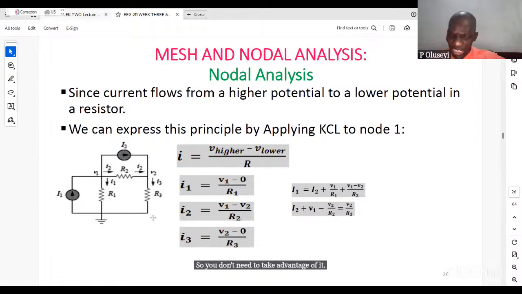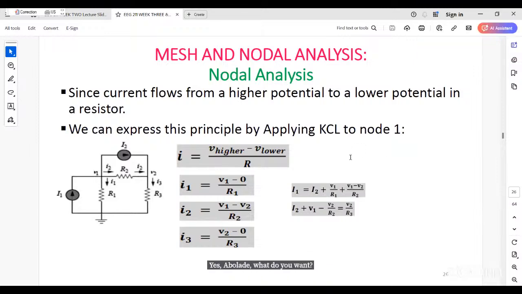Yes, I can see 2 hands up. Yes, Abolade, what do you want? Okay, I want to ask about what you were explaining on higher potential and lower potential. I did not really get the explanation.